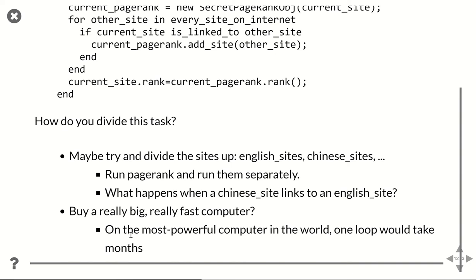The other problem is that you could buy a really big, fast computer, and this is also what Google tried to do. They're still working with things like quantum computers, which might magically solve all of their problems. But fundamentally, if you tried to run PageRank on the most powerful computer in the world, one loop of this would take months to run. And so this is well beyond the scope of running quickly.